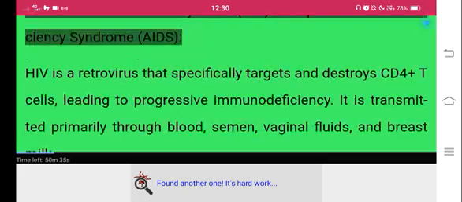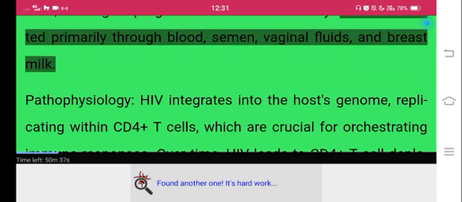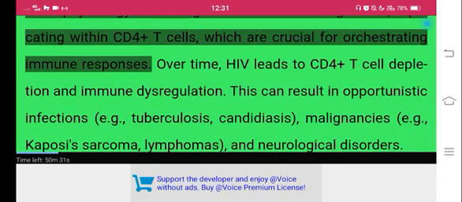Types of acquired immunodeficiencies. Human immunodeficiency virus, HIV, acquired immunodeficiency syndrome, AIDS. HIV is a retrovirus that specifically targets and destroys CD4 plus T cells, leading to progressive immunodeficiency. It is transmitted primarily through blood, semen, vaginal fluids, and breast milk.